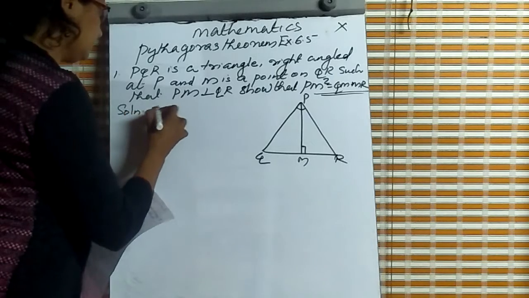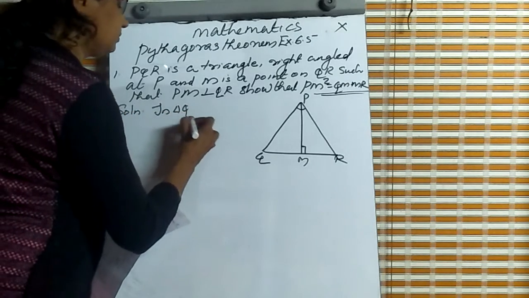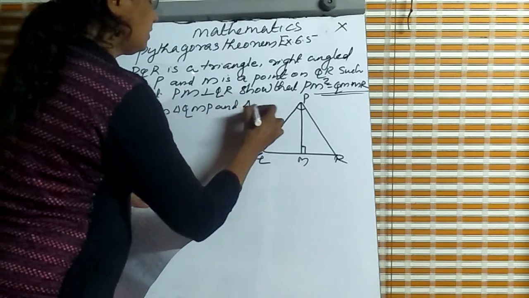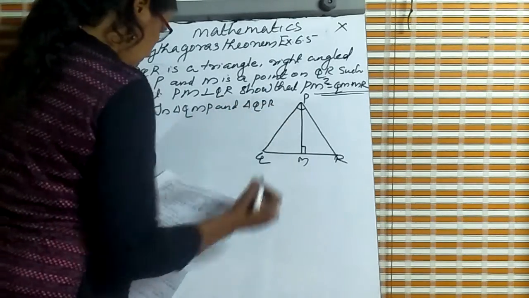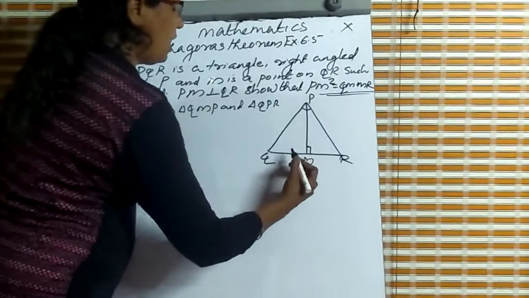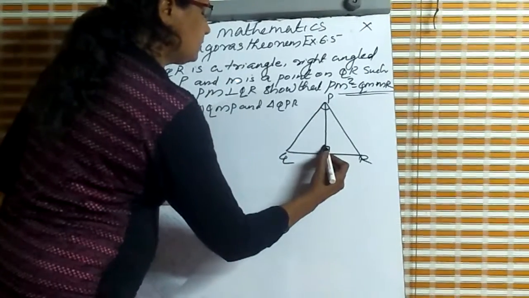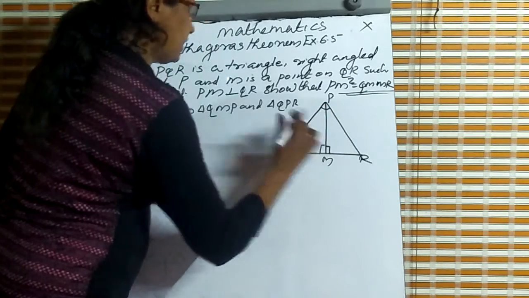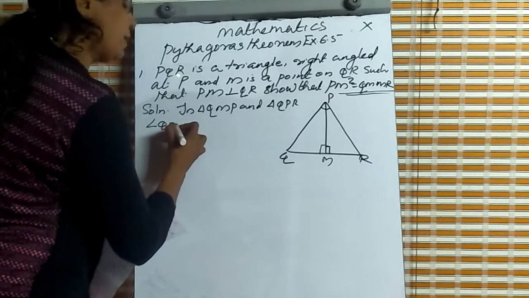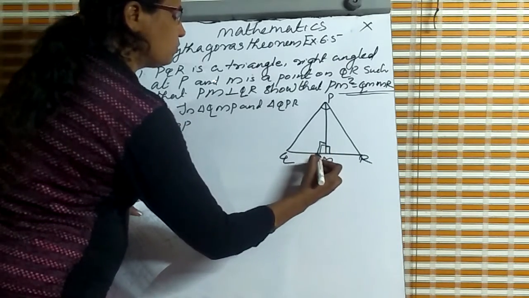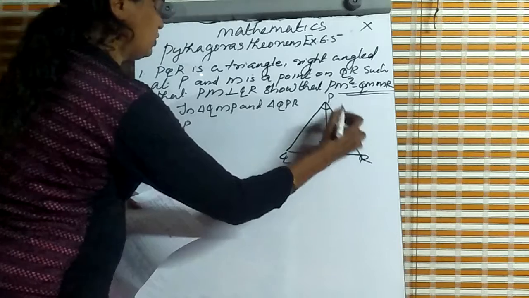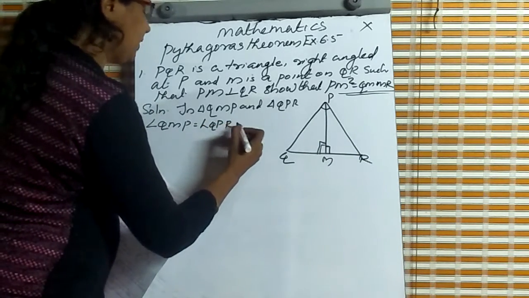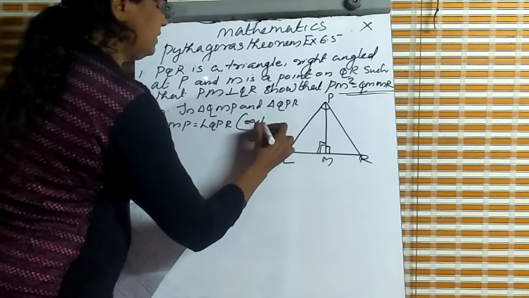Solution: in triangle QMP and triangle QPR, first, angle QMP is a right angle. In these two triangles, angle QMP is equal to angle QPR, each is 90 degrees.